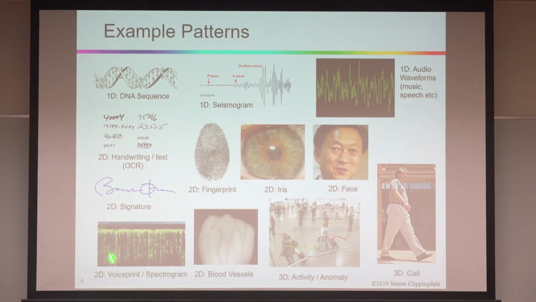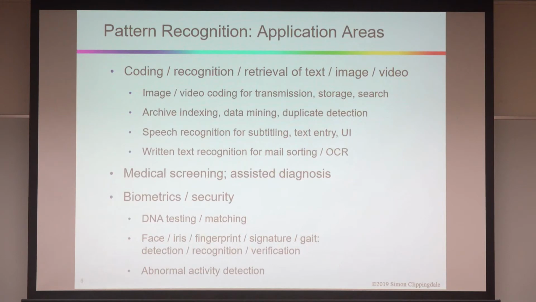Here's a 2D time against frequency spectrogram. Blood vessels in the back of the hand here that can be used for recognition. This is a video of people at an airport, and one of the things that people want to recognize is unusual or suspicious behavior. People putting down a bag and walking away, for example. Here's gait, which is how somebody walks, because that's actually quite individual and can be used for recognition. Okay, so those are some typical examples.